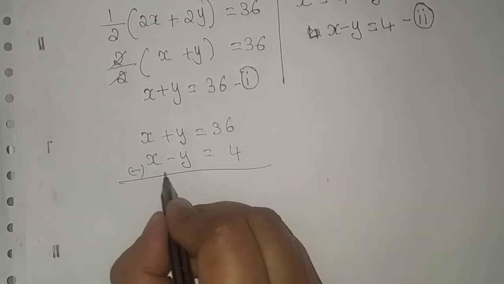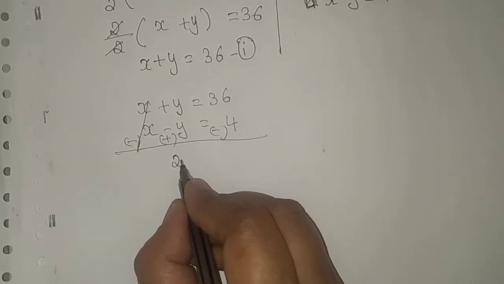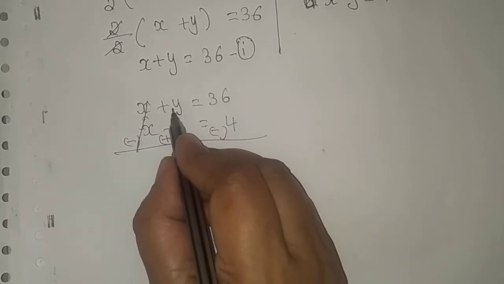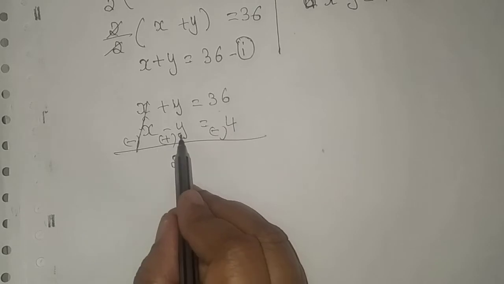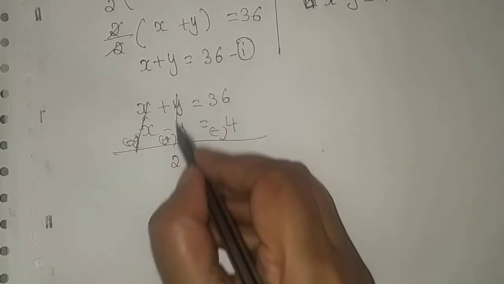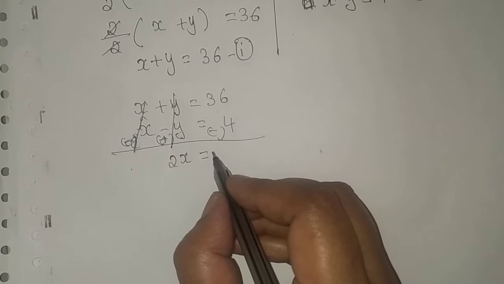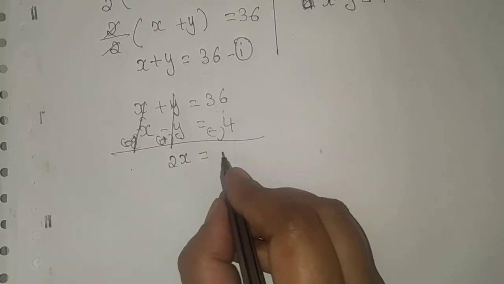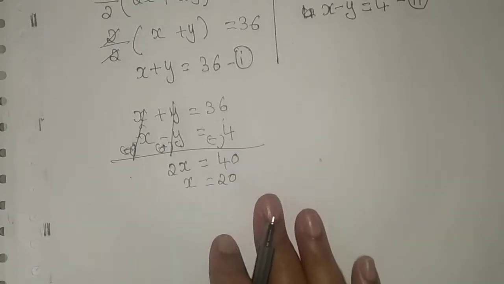Now adding the equations, plus y and minus y cancel, so we get 2x. On the right side, 36 plus 4 becomes 40. Then we have x is equal to 20.